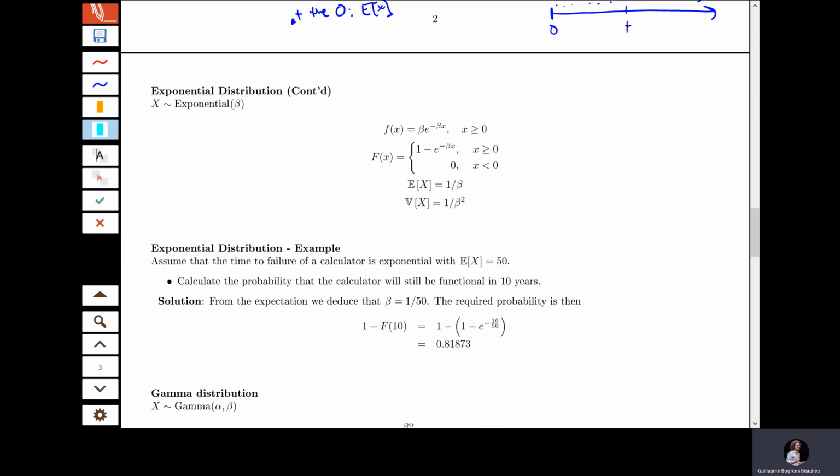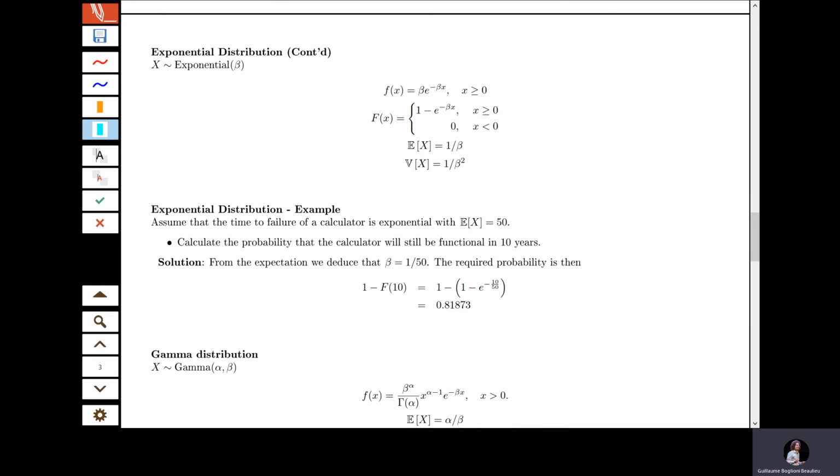Now, this is just for some context, but in terms of mathematics, remember that for continuous distributions, we use this little f of x, which is the density function.